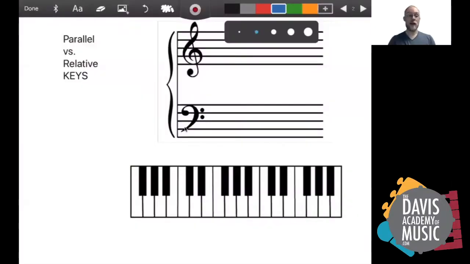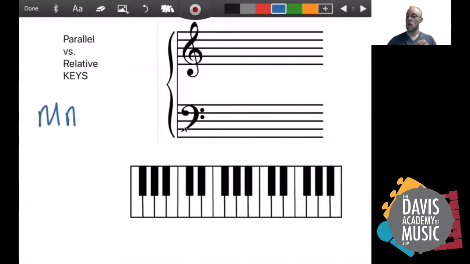In this video, we're going to talk about how to figure out the difference between parallel versus relative keys. Parallel and relative keys are talking about the difference between a major and a minor key and how we can relate two different keys. What we want to first figure out is what major key the key signature shows.